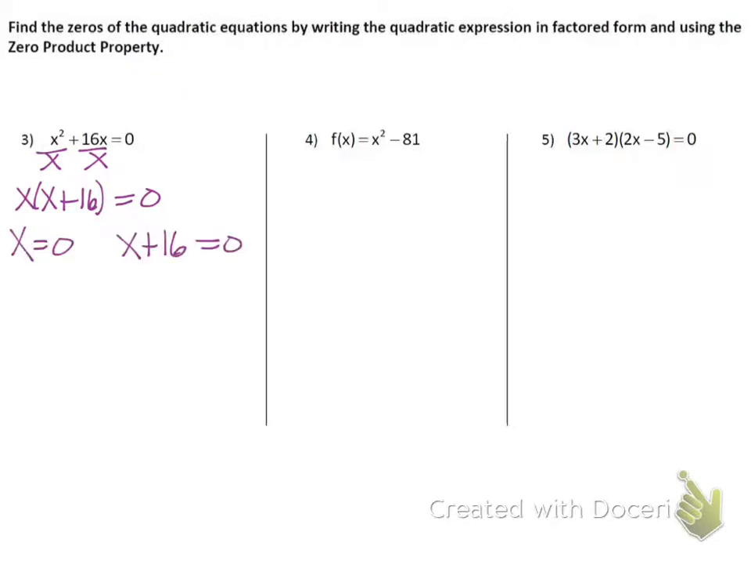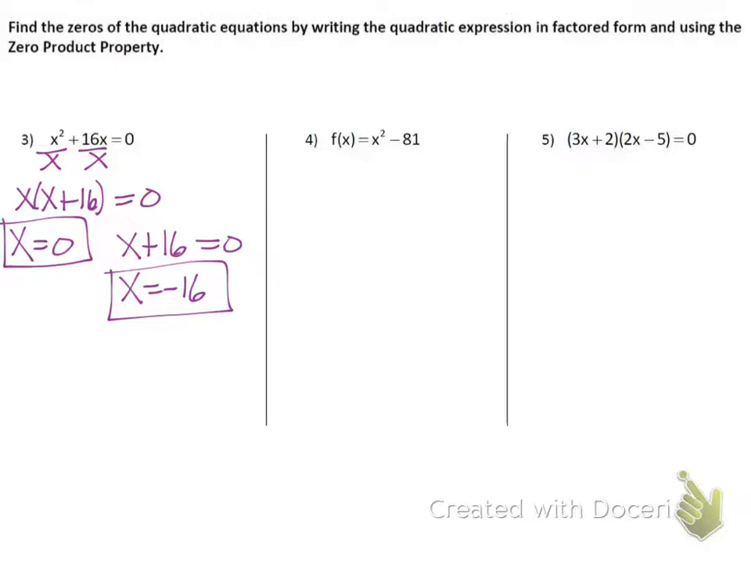When I split and solve, I get x equals 0 on the left and x plus 16 equals 0 on the right. X equals 0 is already done, so I don't need to do any isolating. But on the right, I do need to get that x by itself. And when I do, I get x equals negative 16.